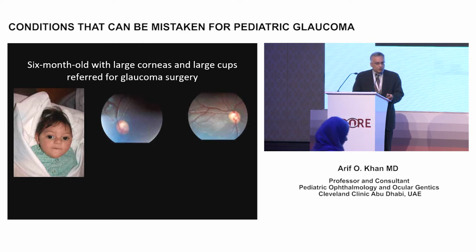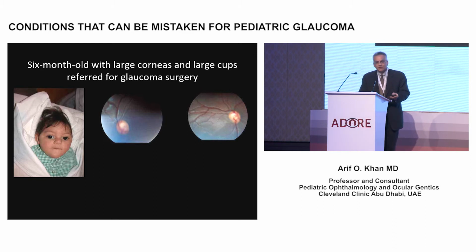Here's a 6-month-old with large corneas and large cups referred for glaucoma surgery. It's not showing up very well, but you can even see a nerve fiber layer defect in the left eye. Looks very much like glaucoma, but what else do we see in this child? This child has a small head, large corneas, but a small head. Actually, she has microcephaly. Not only that, she has periventricular leukomalacia, which is something we see sometimes in premature infants.